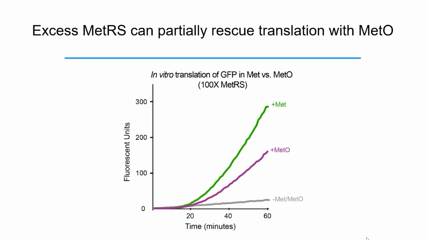When we overexpressed, or over-supplemented, METRS in this system, you can see that the green line, which is methionine, has about the same amount of protein product being produced in this assay. But now with more METRS, we get a lot more protein produced in the methionine sulfoxide treatment. This shows us that while methionine sulfoxide might not be readily incorporated into a protein, there are ways that you can forcibly introduce methionine sulfoxide into a protein during translation.